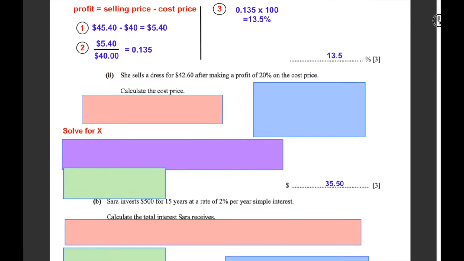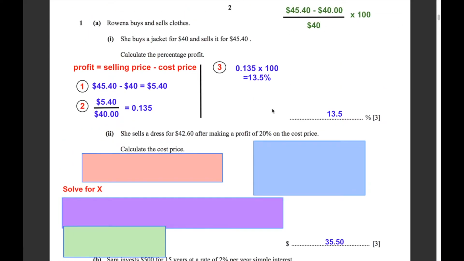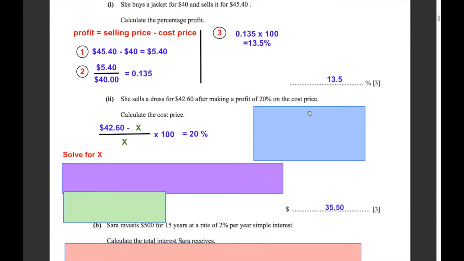Okay, so moving on. She sells a dress for $42.60, after making a profit of 20% on the cost price. Calculate the cost price. Remember how we showed you this part? We're going to make use of it. So we have the selling price minus cost price, divided by the cost price, times 100. Now, we don't know what the cost price is, so we're going to place a variable there instead, and I chose the variable x. So you have (42.60 minus x) over x, times 100, is 20%. So all we have to do for this question is solve for x.